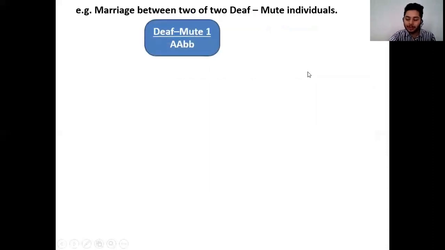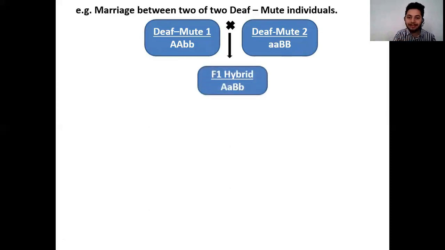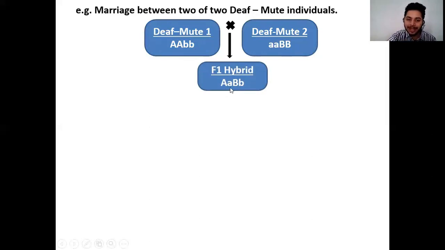So I have a deaf mute individual over here. It has only capital A dominant allele contributing. The second is another deaf mute individual in which I have only capital B contributing. Now if two such deaf mute individuals are crossed with each other, then the F1 hybrid that you get in the first generation is a heterozygous individual. So this is a heterozygous individual for both my gene pairs. It is heterozygous for both capital A as well as capital B. This is called the F1 generation.